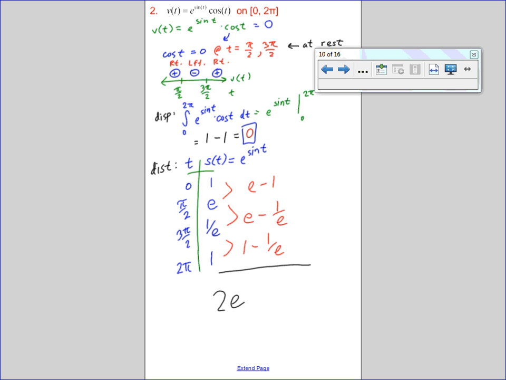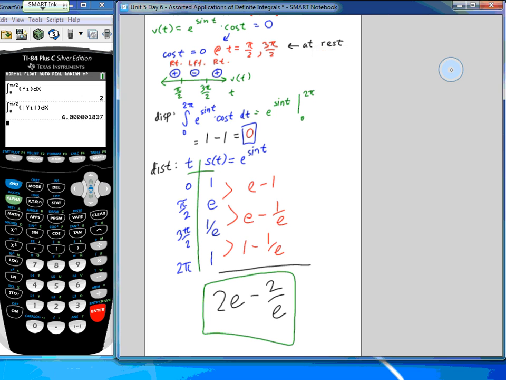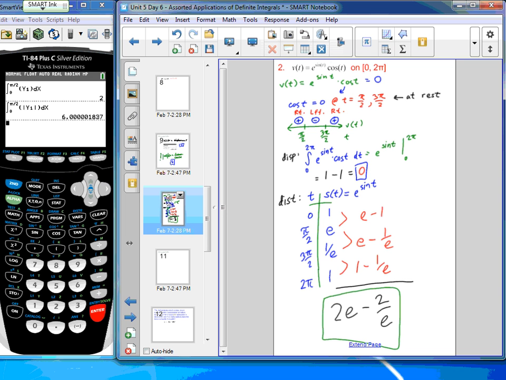Minus 1 plus 1 is 0. Negative 1 over e minus another 1 over e is minus 2 over e. All right. So I'm anticipating my distance traveled to be that. I have no idea how much that is. Let's go ahead and compare by getting a decimal approximation and utilizing the built-in capabilities of a grapher.